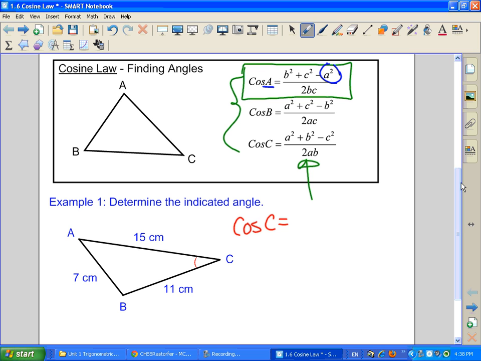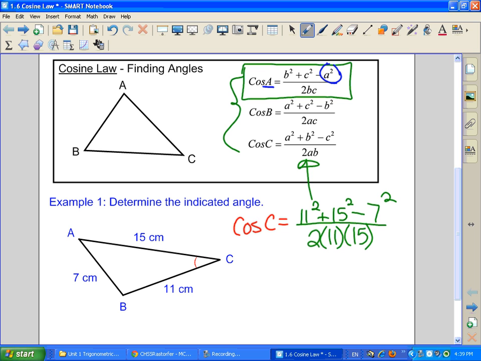So A is 11 squared plus B side, which is 15 squared, subtract C squared, which is your opposite side. That's how I could tell I made an error in the beginning. Okay, divided by 2 times your first two numbers. All right, so then I just grab a calculator, ladies and gentlemen.